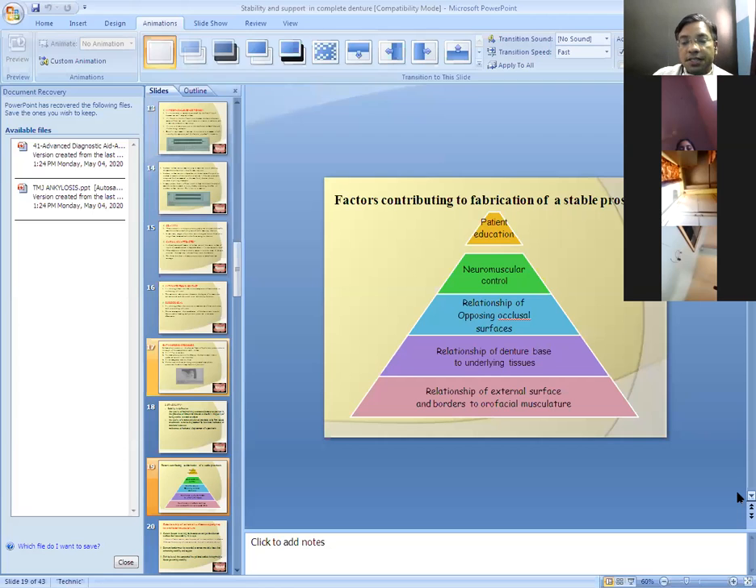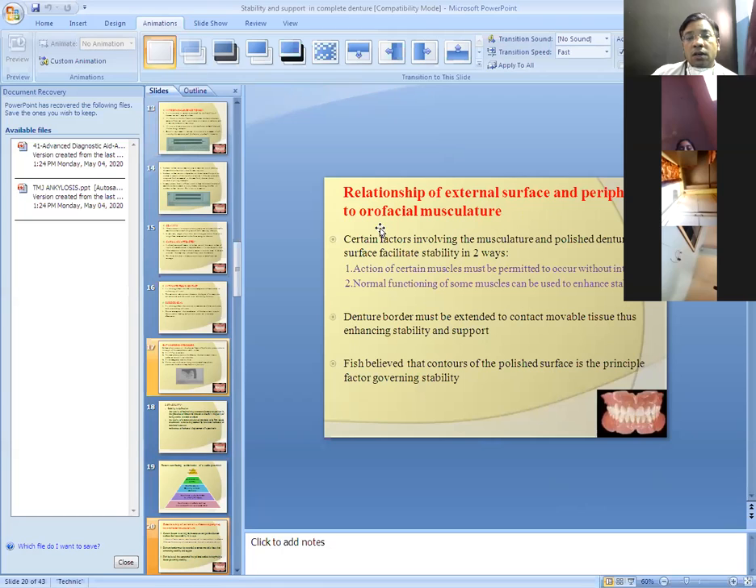Third factor: relationship of denture base to underlying tissue. That means the denture base should have close adaptation to the underlying bone and gingival tissue. And the last factor is the relationship of external surface and borders to orofacial musculature. That means the polished surface of the denture should be in harmony with oral musculature, that is tongue and cheek mucosa. Then these factors contribute to stability. Relationship of external surface and periphery to oral structure means the denture border must extend to contact movable tissue, which will give stability. Fish believes the polished surface is the principal factor that governs stability.